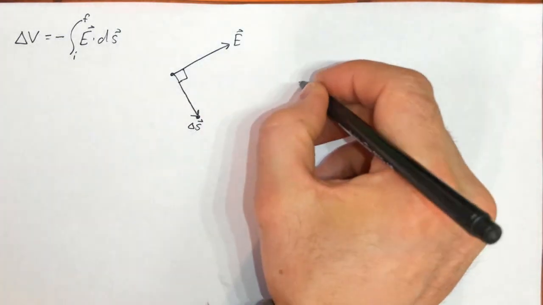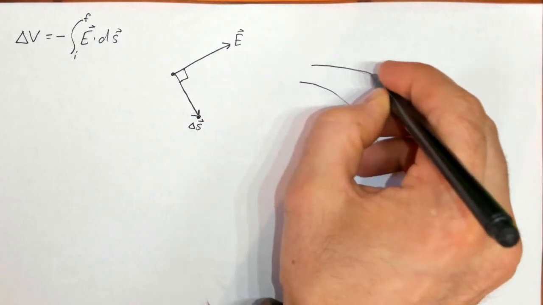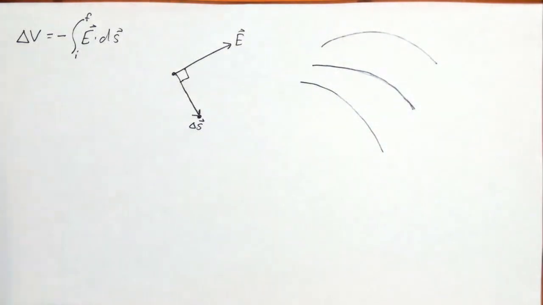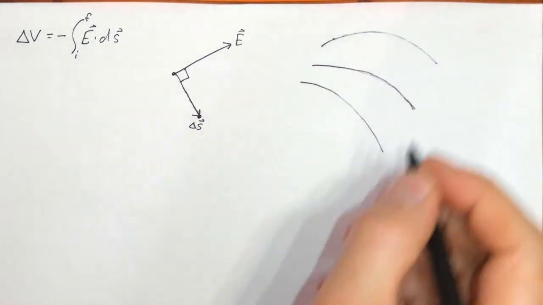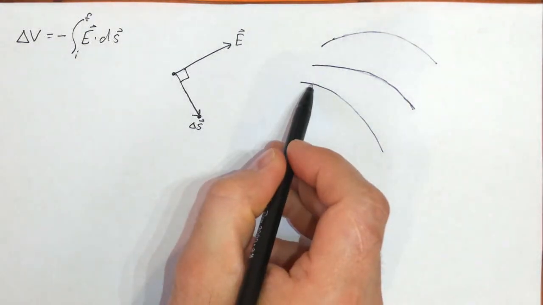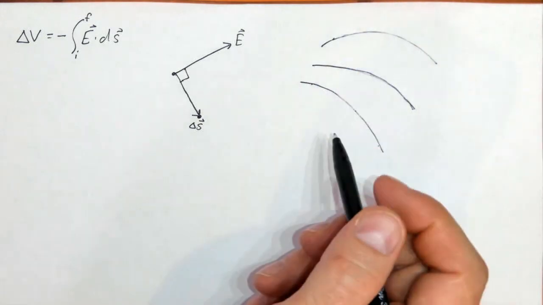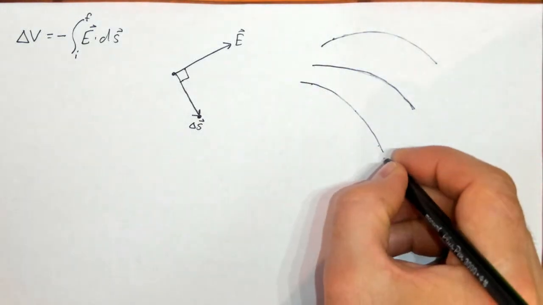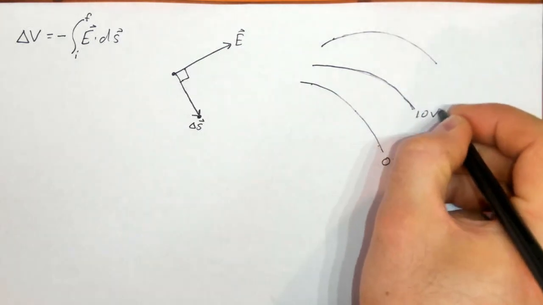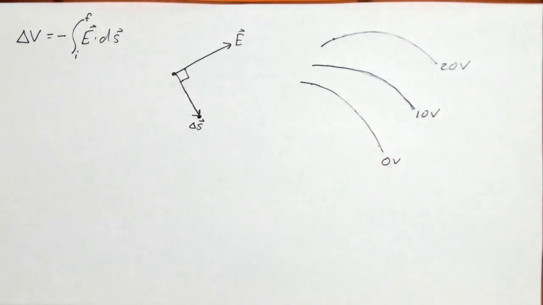So if I have a series of lines, now these are not physical objects, but if I have a series of lines here, and these are lines of constant potential, meaning if the potential is 3 volts here, it's 3 volts here, and it's 3 volts here. But these different lines would have different voltages. Let's just make it easy. This is 0 volts and 10 volts and 20 volts, just to make it simple.